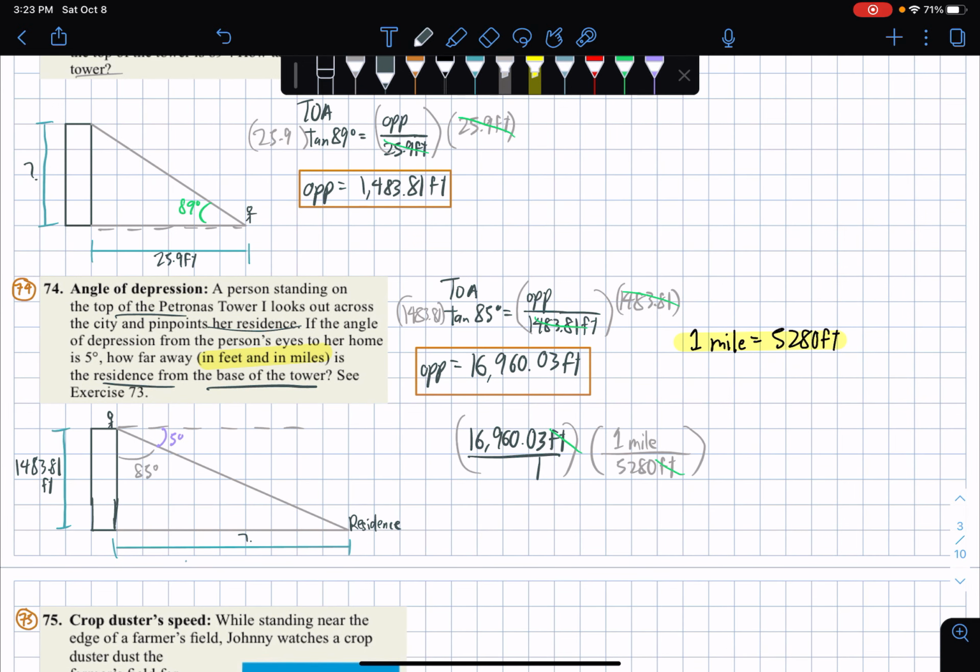So what you have right now is 16,960.03 feet divided by 5,280. What would you get? The opposite side is also equal to 3.21 miles. So these are the two answers required for number 74.